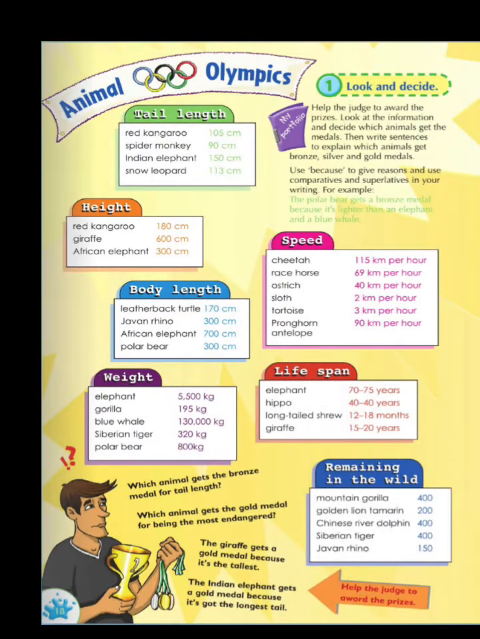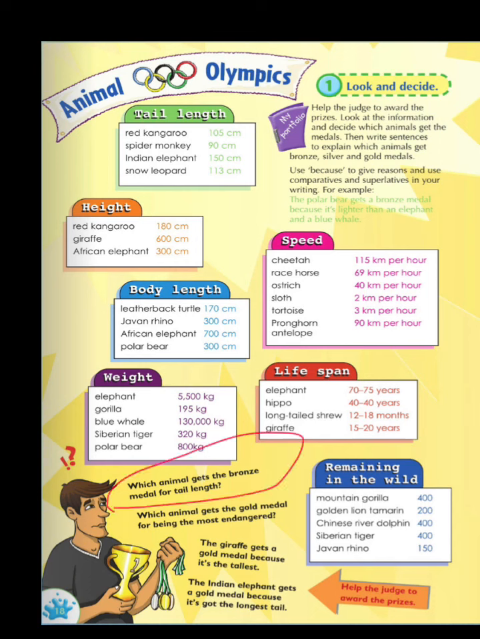Exercise number 1. Look and decide. Help the judge to award the prize. Look at the information and decide which animal gets the medals. Then write sentences to explain which animal gets a bronze, silver, and gold medal. Use because to give reasons and use comparative and superlative in your writing. For example, the polar bear gets a bronze medal because it's lighter than an elephant and a blue whale.